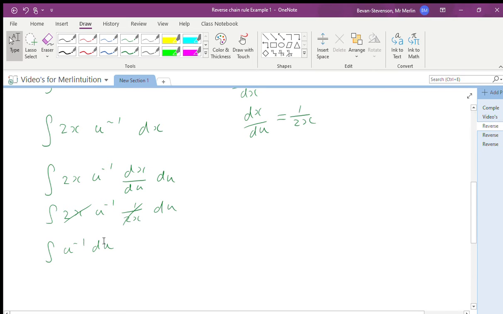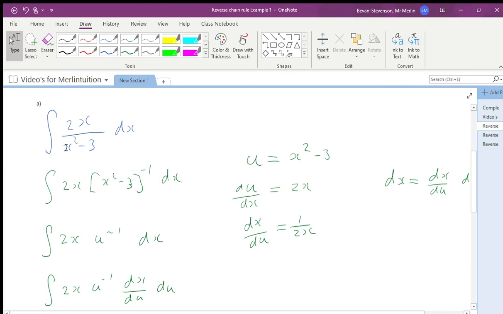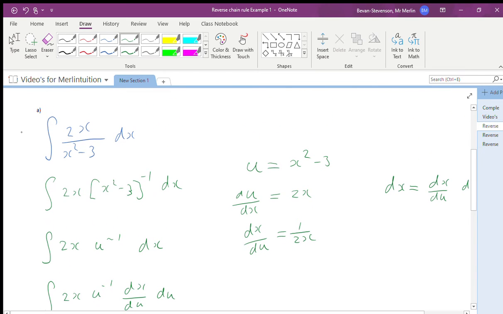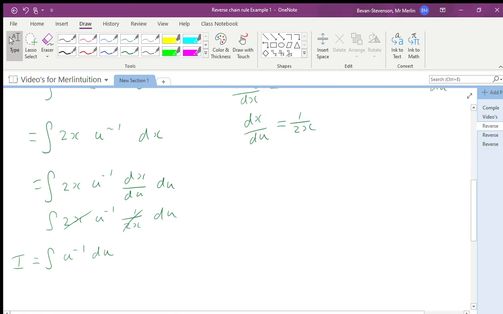And so we have converted this from something that we didn't know how to integrate immediately into something that we did know how to integrate immediately. U to the minus 1 is one of your known integrals. When you're integrating with respect to u, it becomes ln u. So our integral, but I should probably call this I from the start, our integral is ln u plus c.